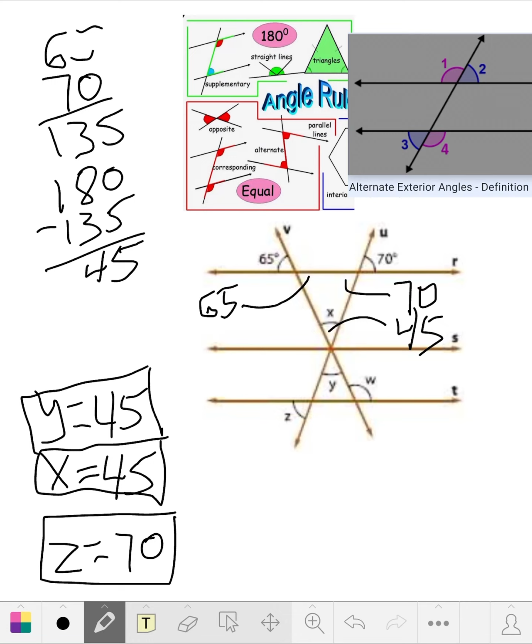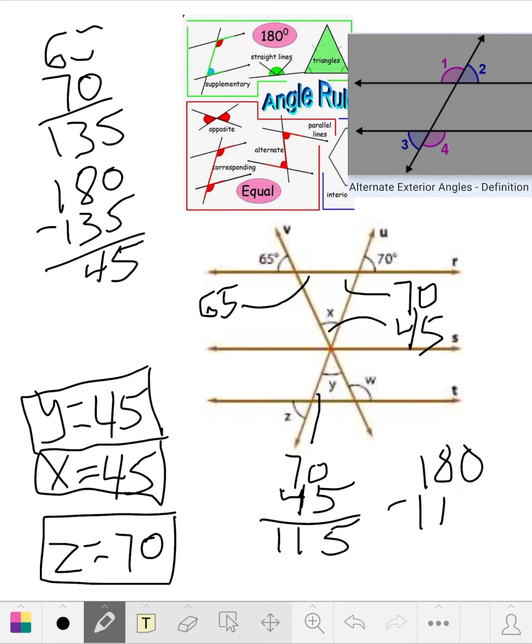Okay, so if we know Z is 70, the inside of this is 70, that one's 70, and Y is 45, so we get 45 and 70 is 115. We know 180 for the whole triangle minus 115, we know that this angle over here is going to be 65.